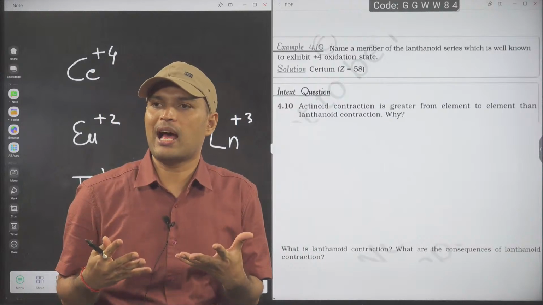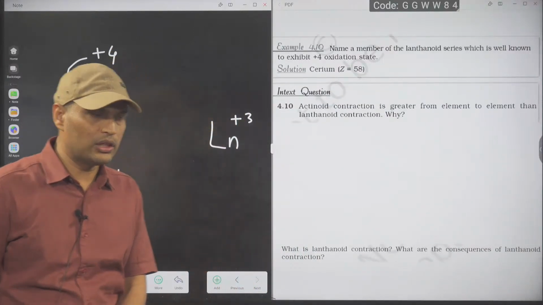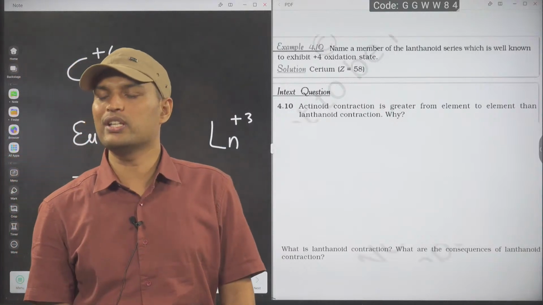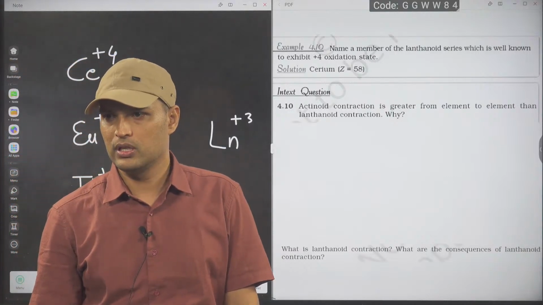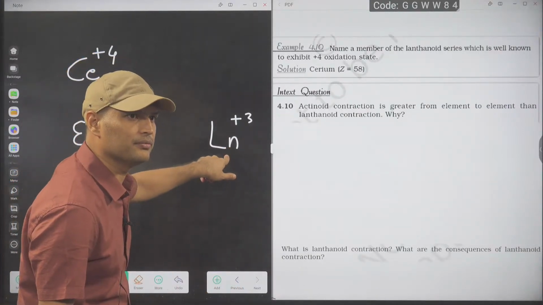Lanthanoid compounds are generally present in which oxidation state? Lanthanoid compounds are generally present in +3.